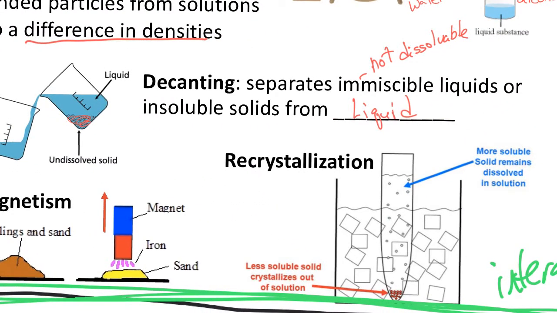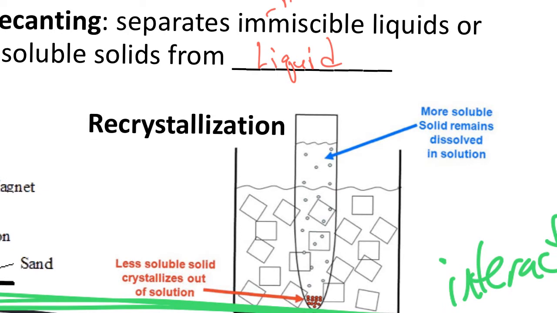The last one is recrystallization. This is where you've got two different compounds. One is more soluble, the other one is less soluble. The more soluble one will remain dissolved. The less soluble one will crystallize out. So you'll end up with these crystals down here in the bottom.